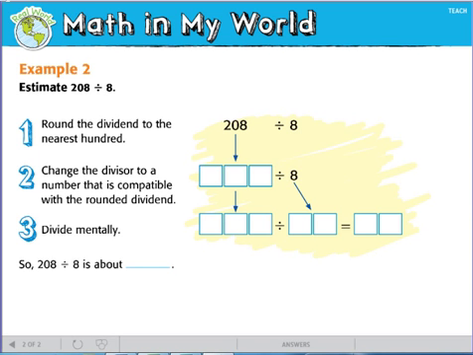Now, in this example, it's telling me that I need to round a different way. It's not telling me to use compatible numbers. It says round to the nearest hundred. Okay? Well, if it's telling me to round to the nearest hundred, so it's 200. Now it's telling me to change the divisor to a number that is compatible with the rounded dividend.